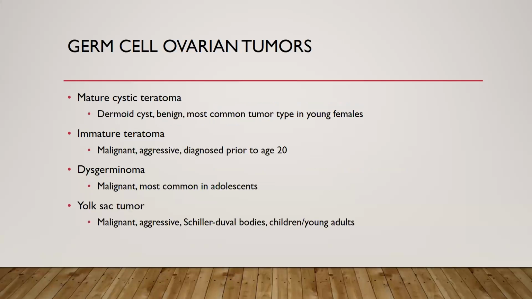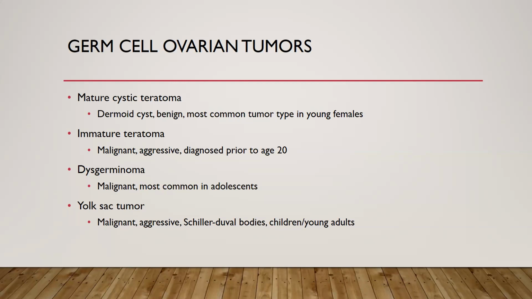Your germ cell ovarian tumors, there's 4 of these to know. I'll just point out the highlights. Mature cystic teratoma. This is a dermoid cyst. It's benign and it's the most common tumor type in young females. Not just ovarian tumor, common tumor type in young females. Immature teratoma is malignant, aggressive, and also diagnosed young.